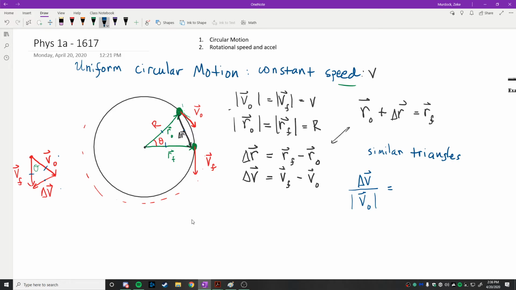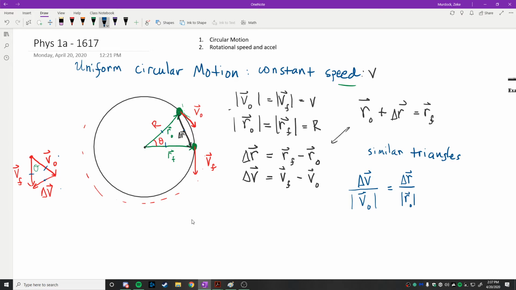So then, on the right-hand side, that's the ratio of this side to this side here, delta v over v initial. On the right side, we'll look at the other triangle. So we're going to take delta r over r initial, so delta r divided by r initial.